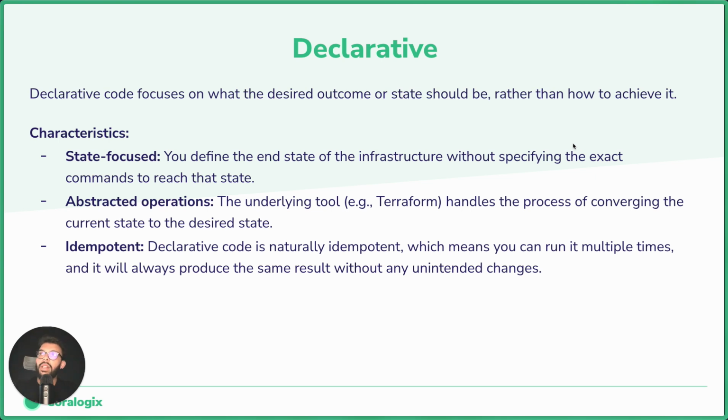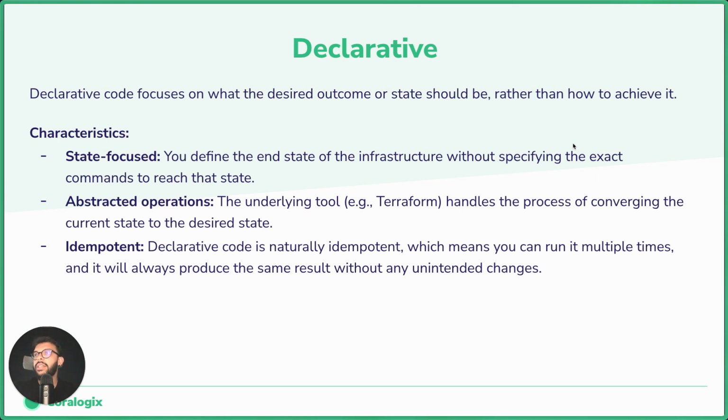The next one is abstracted operations. So the underlying tool like Terraform handles the process of converging the current state to the desired state. Imagine that you want to create an alert in your Coralogix account, and then you're going to declare how this alert should look on your Coralogix account. The underlying tool, in this case Terraform, using the Coralogix Terraform provider, will understand this declaration that you have provided and will ensure the desired state on your Coralogix account.